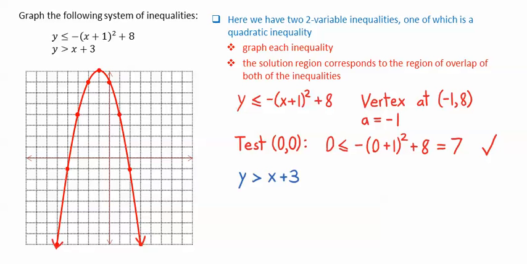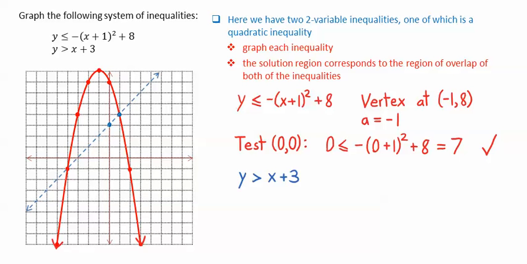Going on to the next inequality, here we have a linear inequality. This is given in slope-intercept form. This means that the y-intercept is equal to 3. The slope is equal to 1, which means as we move up 1 and right 1, we would get another point on the line. In this case, note that the inequality symbol is a greater than symbol. We therefore draw a line that is a dashed line.